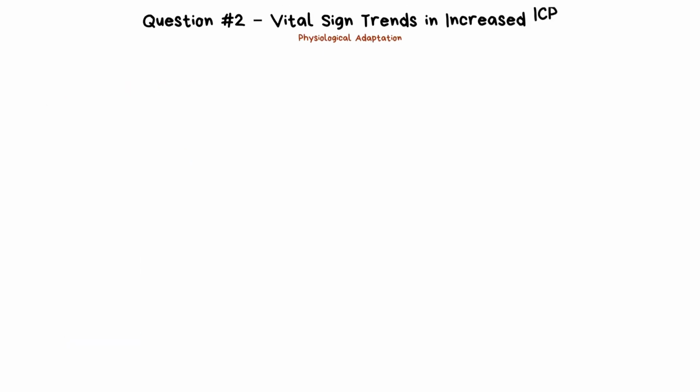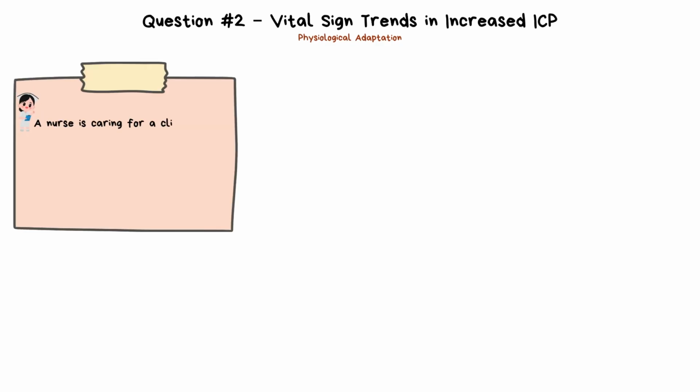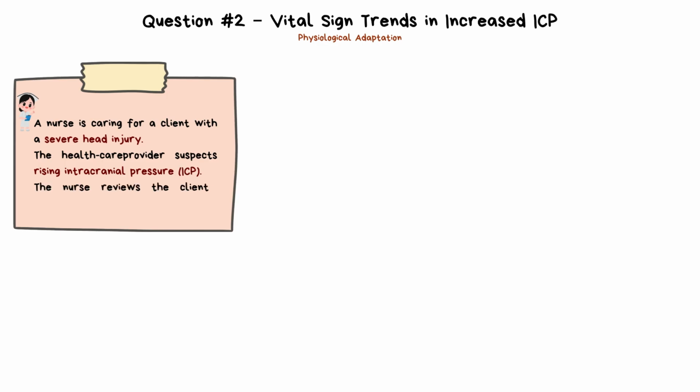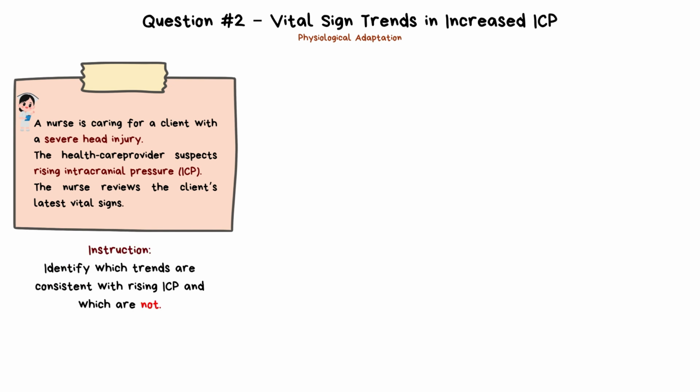Here's a matrix grid type question on vital sign trends in increased intracranial pressure. A nurse is caring for a client with a severe head injury. The healthcare provider suspects rising intracranial pressure, or ICP. You review the client's latest vital signs and need to decide which trends are consistent with increased ICP and which are not. Take a second and think through what happens in the body as pressure builds inside the skull.